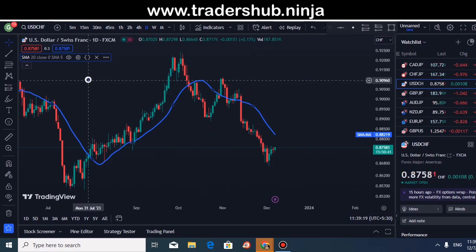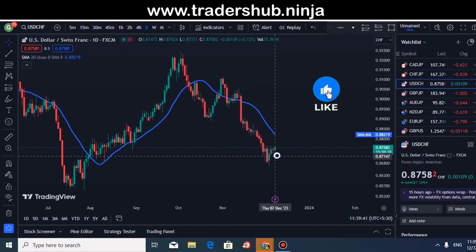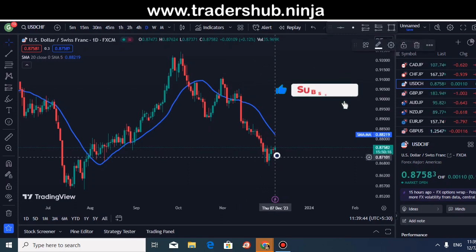How is the 20 moving average calculated? This one is the day chart. We are at 7th December. How to calculate the 20 moving average? Take the previous 20 days candles' closing prices, add these values and divide by the number 20. We will get the 20-day moving average.